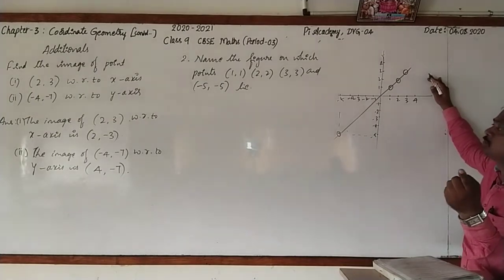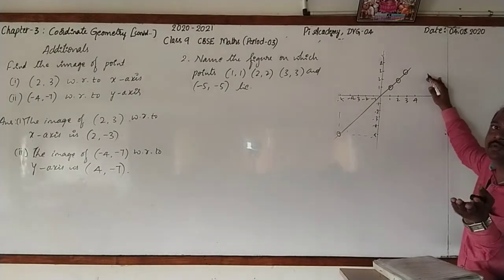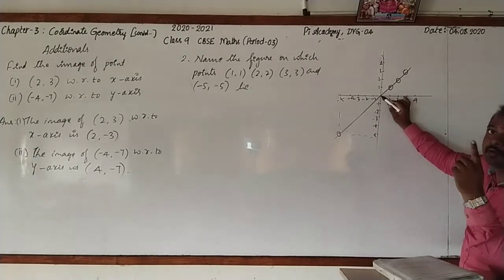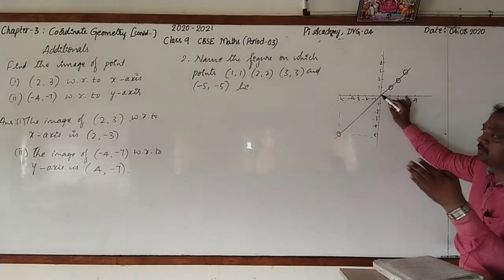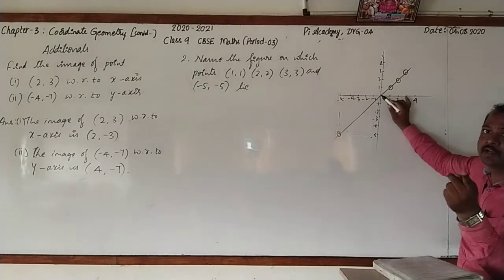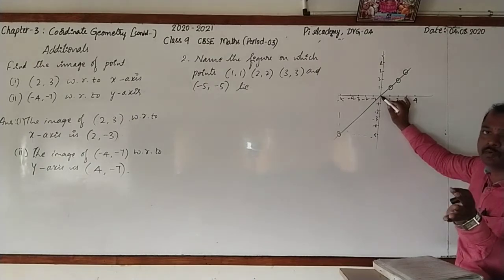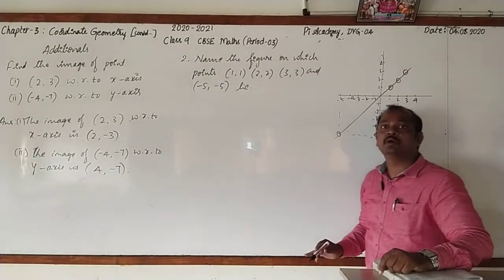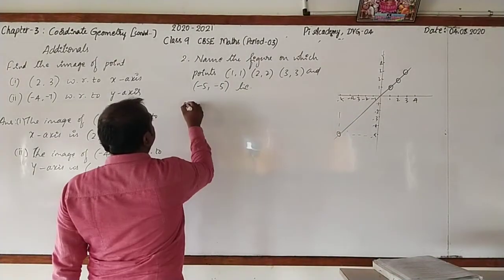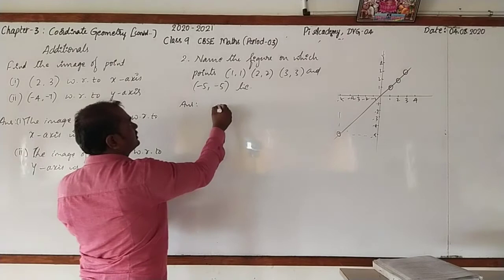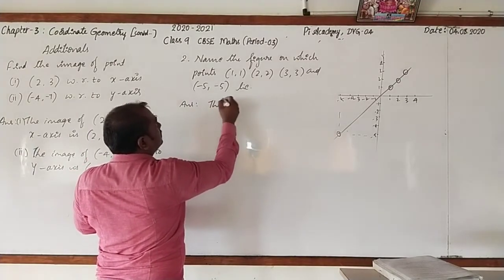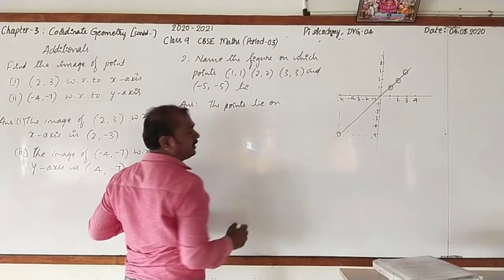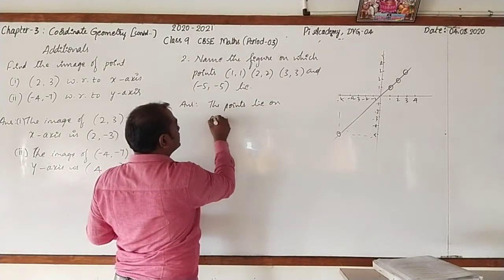Clear? Please do remember. And another important thing that you can notice is it passes through the origin. Clear? When the points are like this, when the abscissa and ordinate are same, when x coordinate and y coordinate are same, then we get a straight line, and this straight line passes through origin. Remember that. Here we can write the answer. Simple answer is the points lie on a straight line.